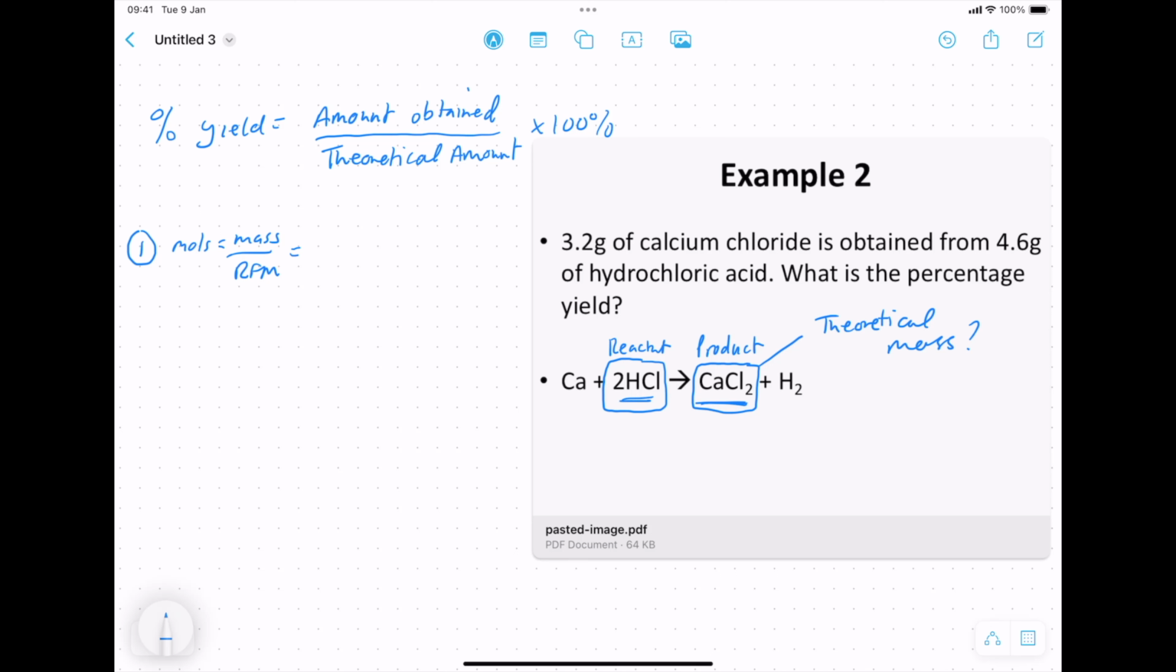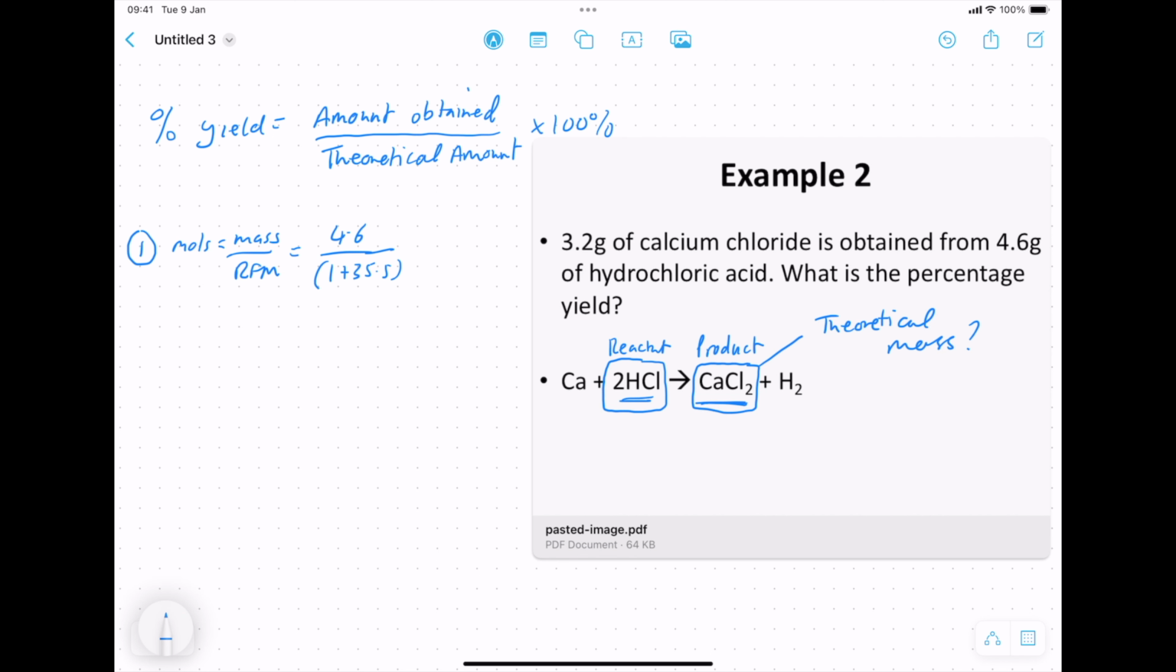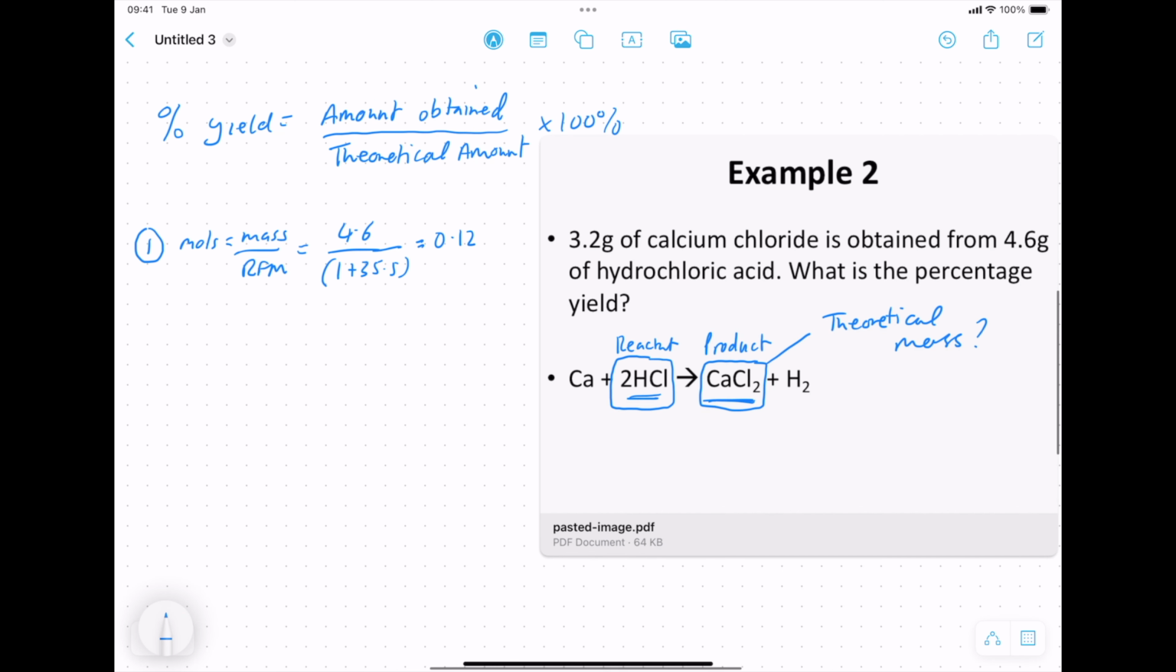The mass is 4.6 grams of HCl and its RFM is 1 plus 35.5. 1 for hydrogen, 35.5 for chlorine. So 4.6 divided by 36.5 gives me an answer of 0.12602 and so on moles.